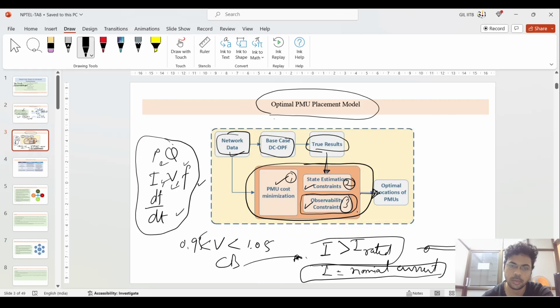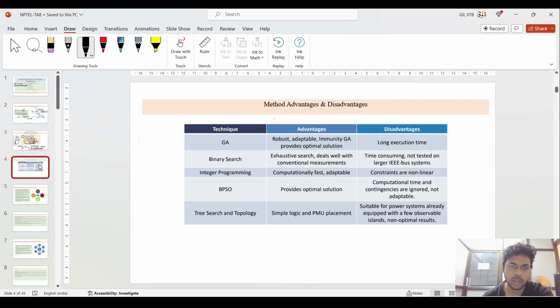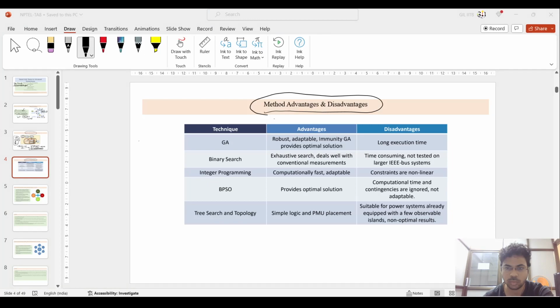And the observability constant is such that, based upon the parameter you should observe, the optimal location of the PMUs is considered. That is the most important part. Third, coming to the methods and advantages and disadvantages of it. There are observability criterion, as you have just mentioned.